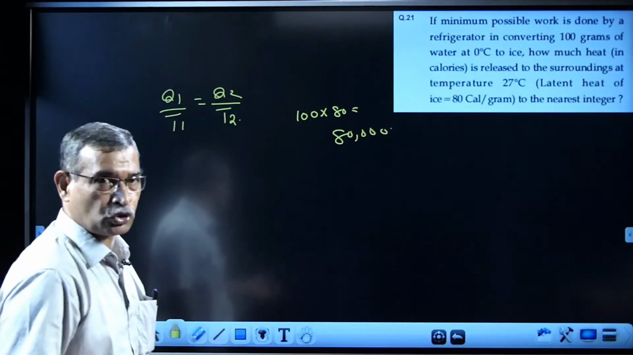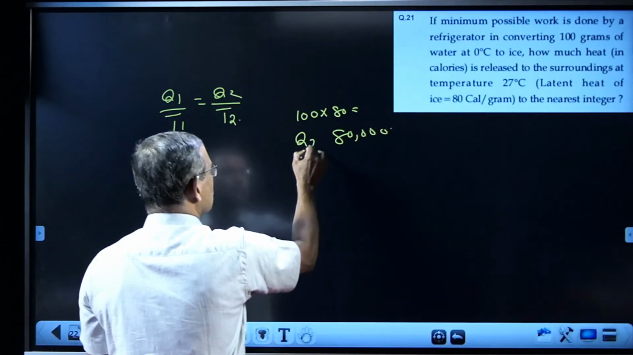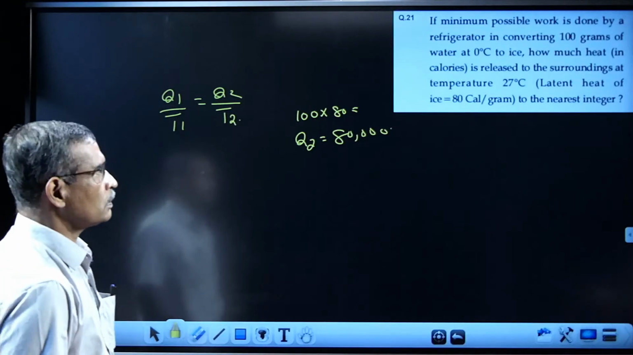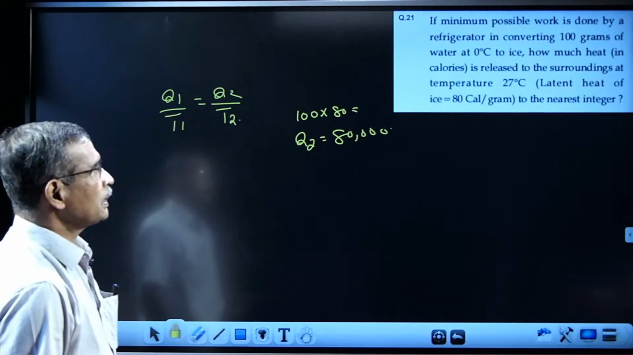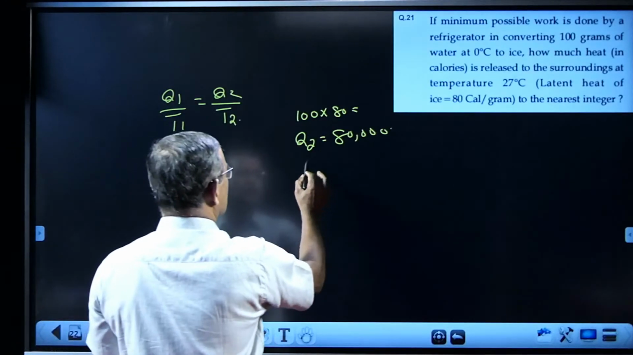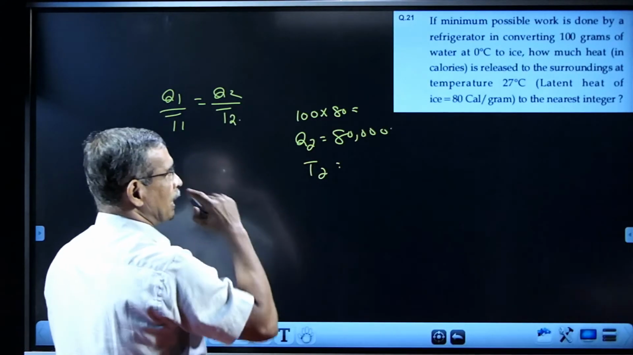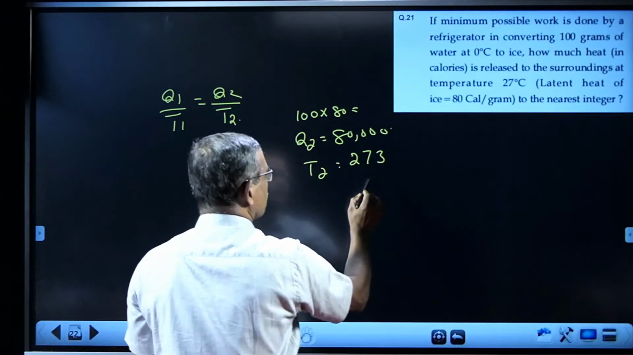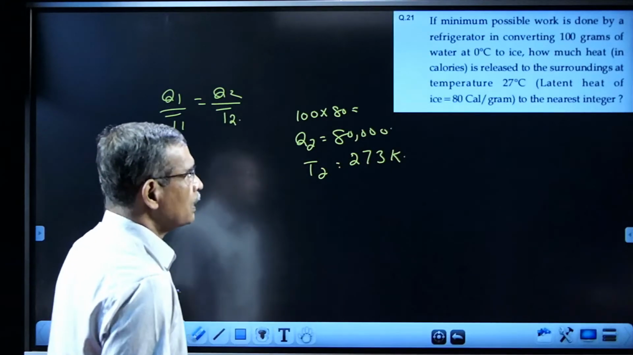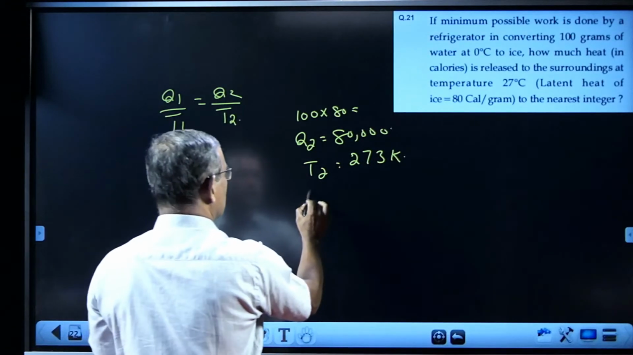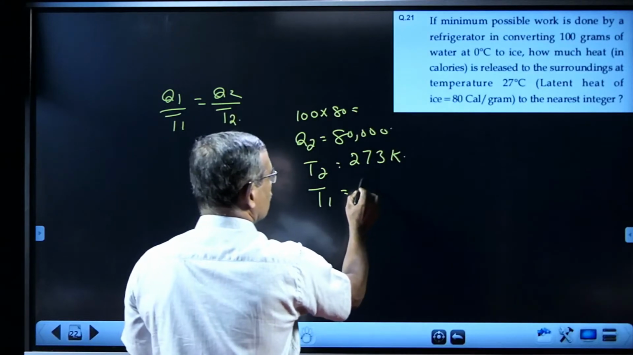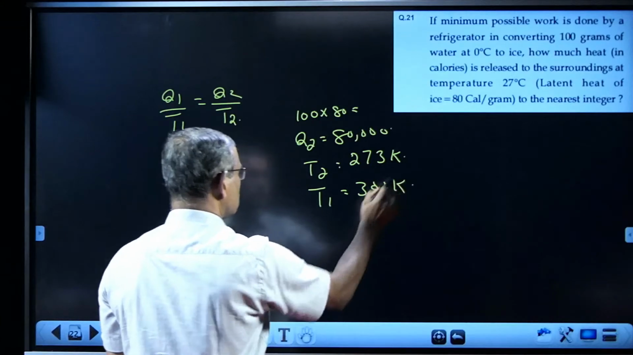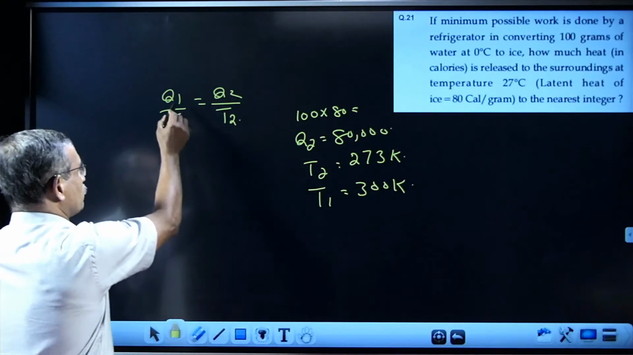That is the heat absorbed, Q2. Now T2, the temperature inside, is equal to 273 Kelvin. And what is the outside temperature, T1? 27 degrees centigrade, that is equal to 300 Kelvin, from which you can calculate Q1.